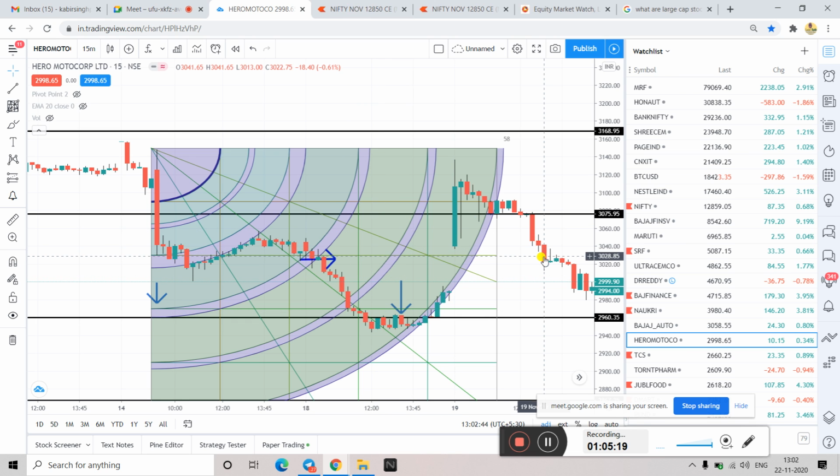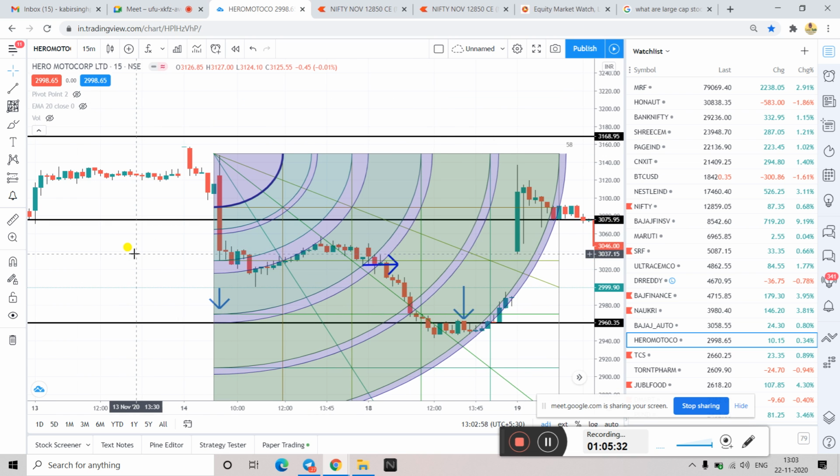So you can use GAN. It is a very good tool, a very good tool to measure the volatility and decide the targets. You can use it. You can also watch the video. They have also explained in one instance how you can do it.